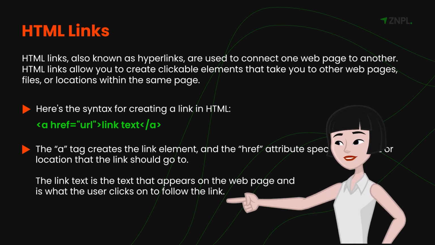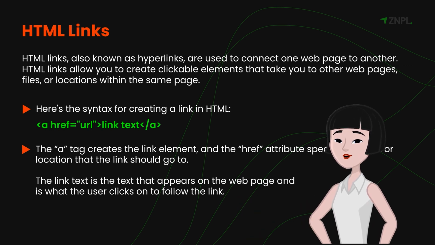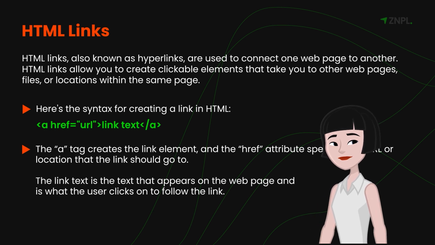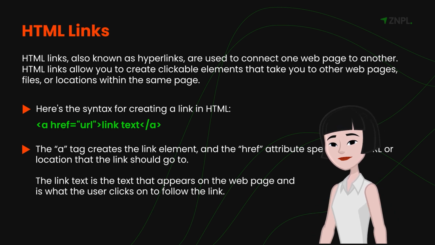HTML link syntax. Here's the syntax for creating a link in HTML. The a tag creates the link element, and the href attribute specifies the URL or location that the link should go to. The link text is the text that appears on the web page and is what the user clicks on to follow the link.